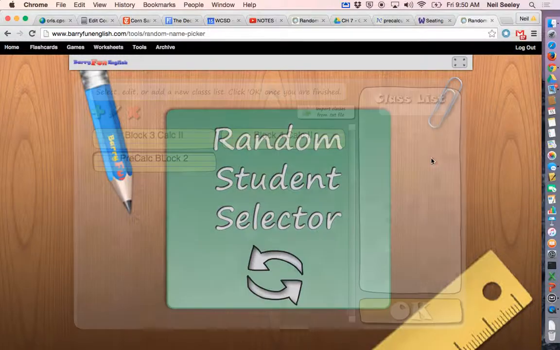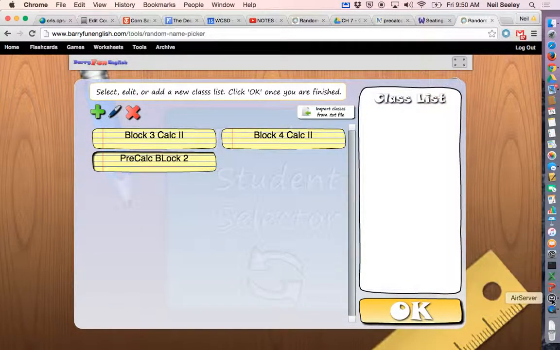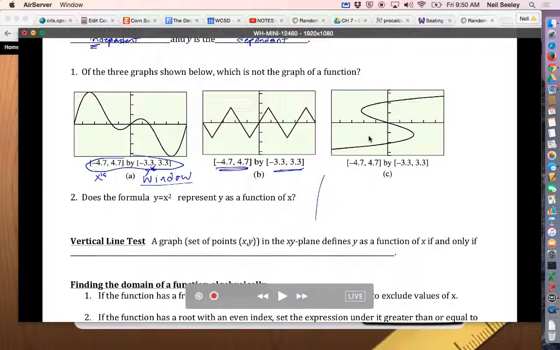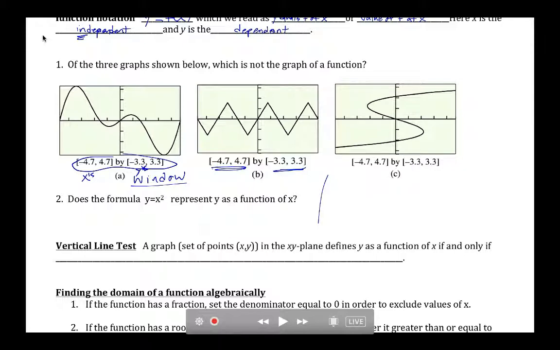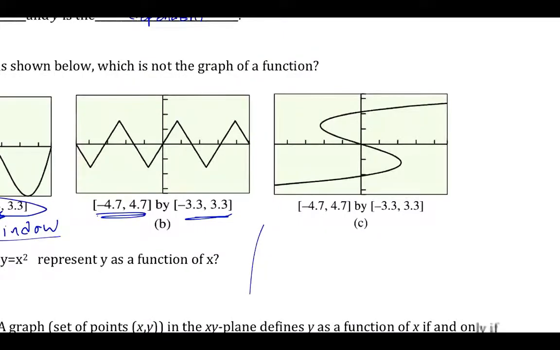So anyhow, has anybody come to a conclusion on this one? Which one is the non-function, A, B, or C? You feeling good? C. Yes. You're correct. Good. It's totally C, and it's the vertical line test. If you remember non-function stuff, nothing fancy, if you have a vertical line that hits more than once anywhere on that graph, it's not a function. So that's the deal.